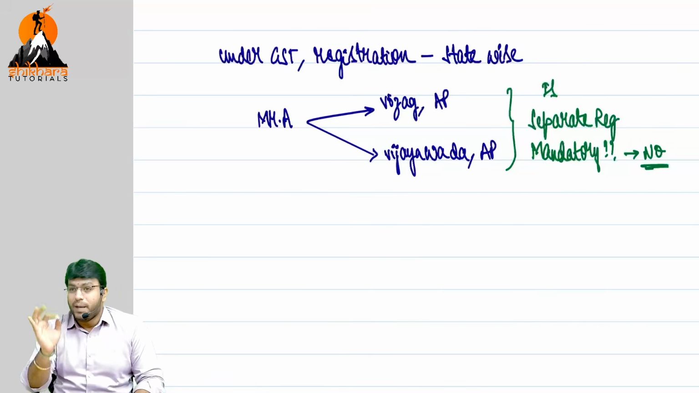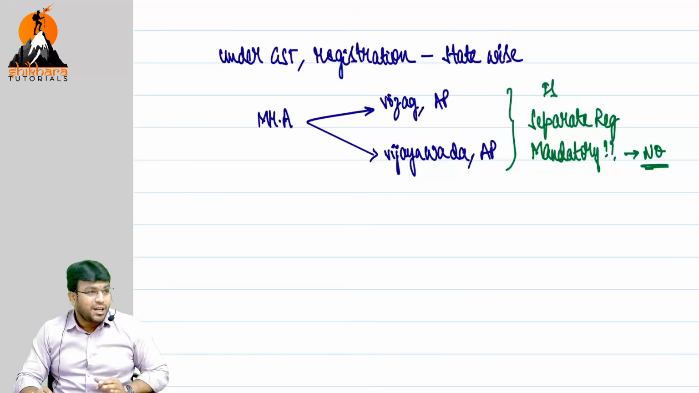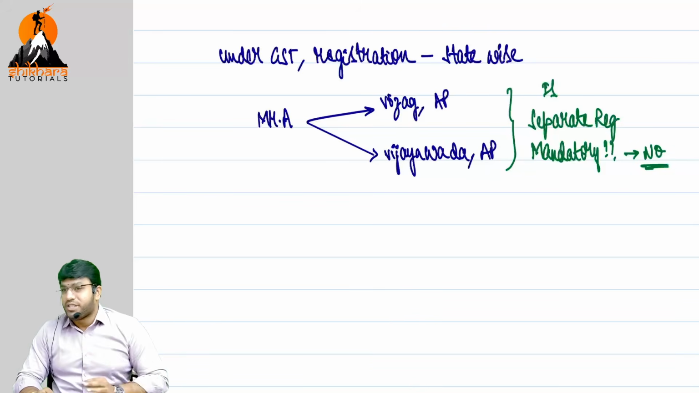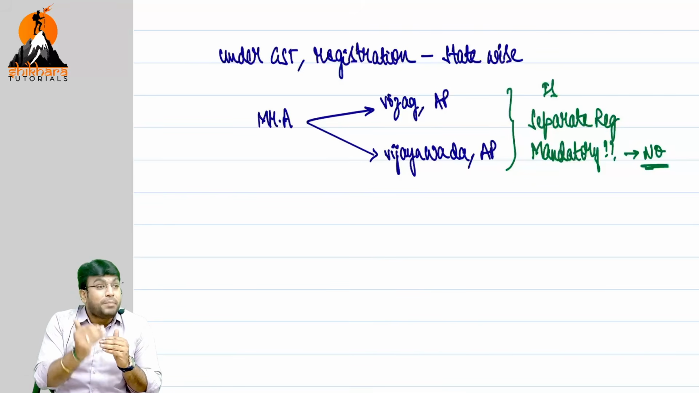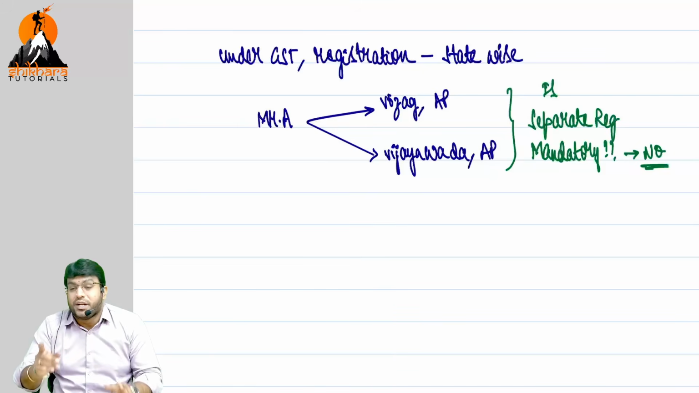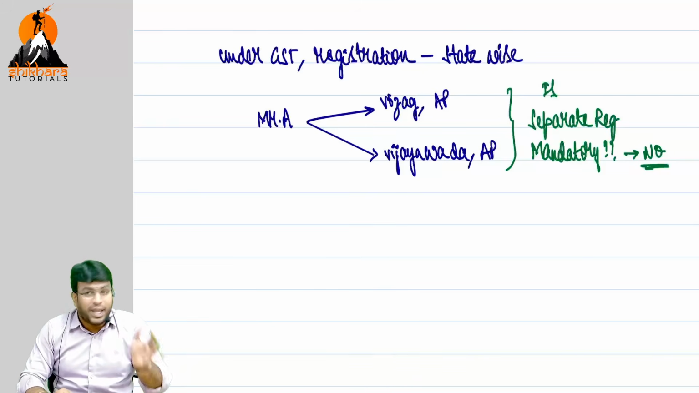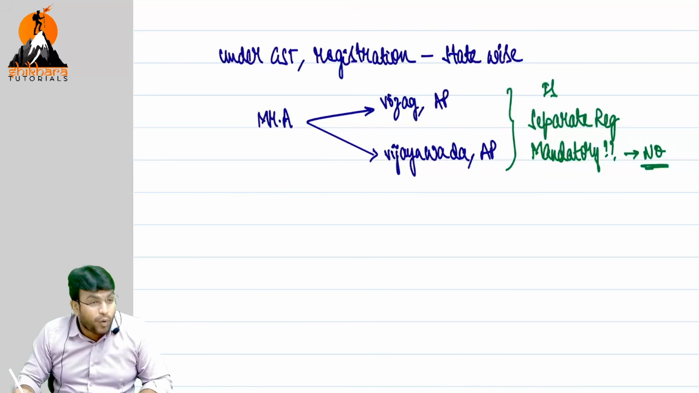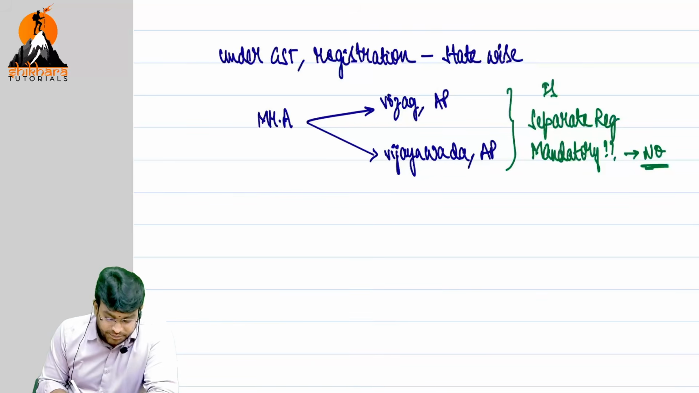Understood? I repeat one more time. Separate state, separate registration is mandatory. One more time I repeat. Separate state, separate registration is mandatory. And for multiple places of business within the same state, separate registration is optional. That means if you want to take, you can take.